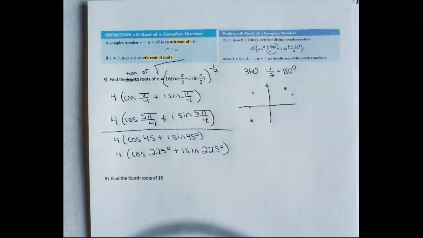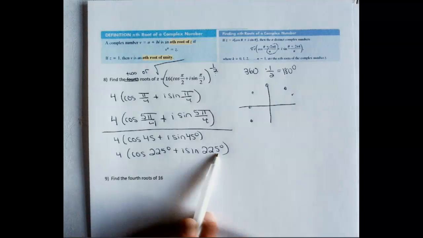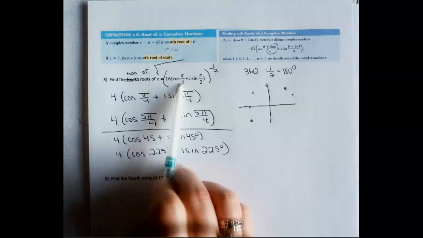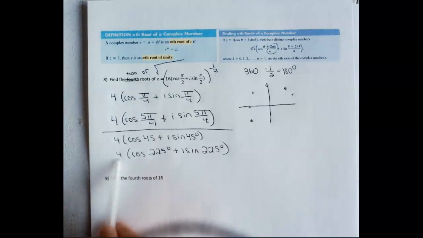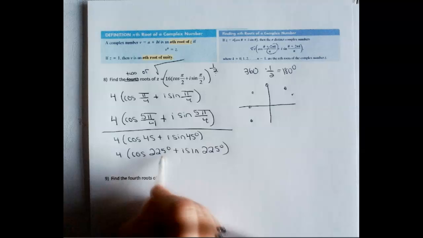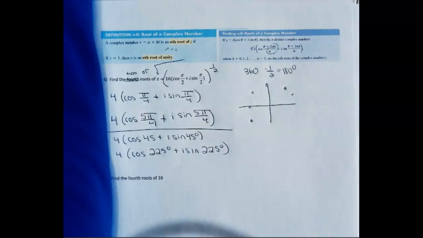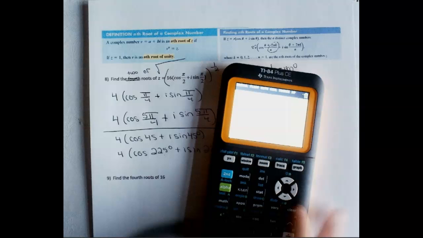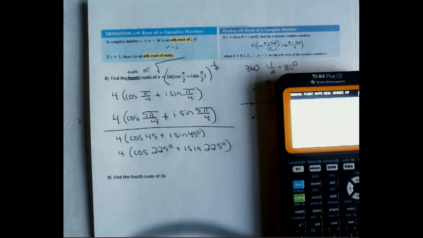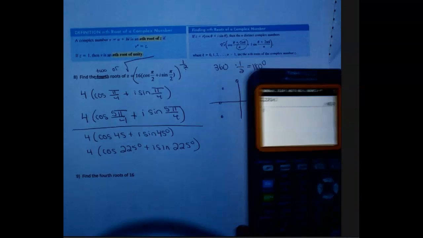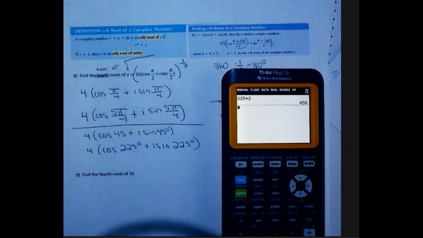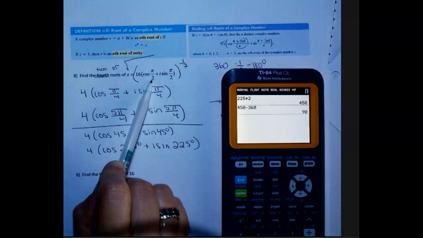So again, what we're saying is if I take this and raise it to the second power, it should be equivalent to what we started with. Well, again, 4 squared is equal to 16. If you take 225 and multiply it by 2, that is 450 degrees. Let me see if I can get that glare out of the way for you guys. There we go. So I'm going to take 450 minus 360, because that's once around the unit circle, and notice you're at 90 degrees, which is equivalent to pi over 2.